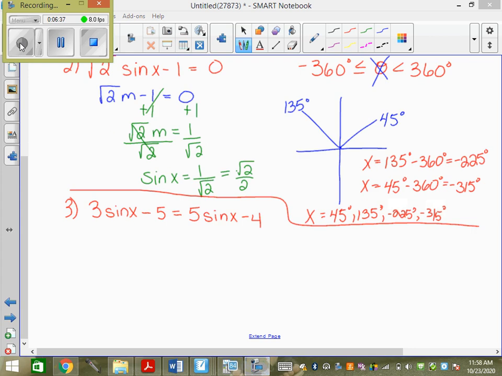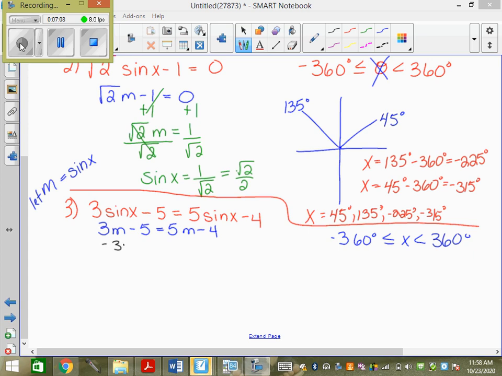Okay, so this one, I said negative 360 less or equal to x is less than 360. See if I can keep x the whole way. And you have to go let m equal sine x because that's proper math. You can't just go m equals sine x. You have to go let m equal sine x because that's how you do math. So we go 3m minus 5 equals 5m minus 4.